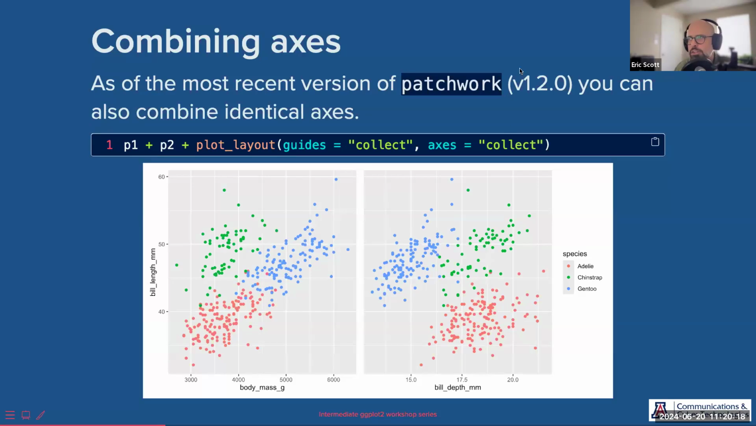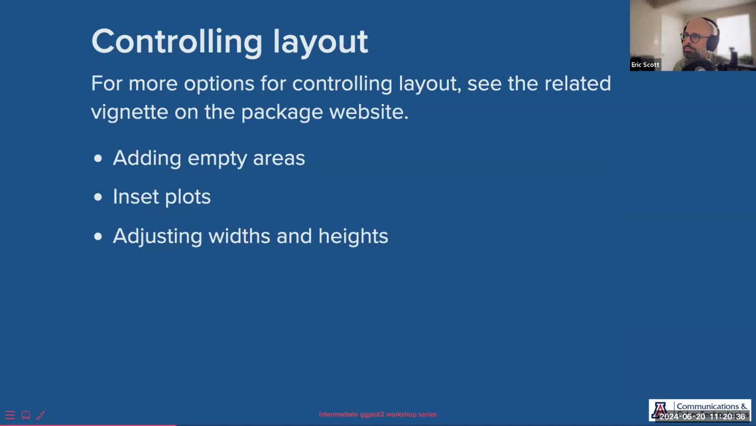Yeah. And this is also something you can do manually, right? On one of the plots, you could use the theme function to remove the axis title and the axis labels and the axis ticks. You can totally do that manually, but this is just a nice shortcut that works well.